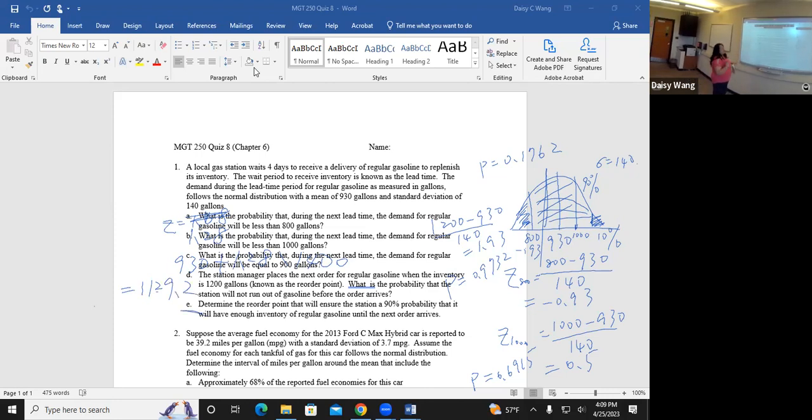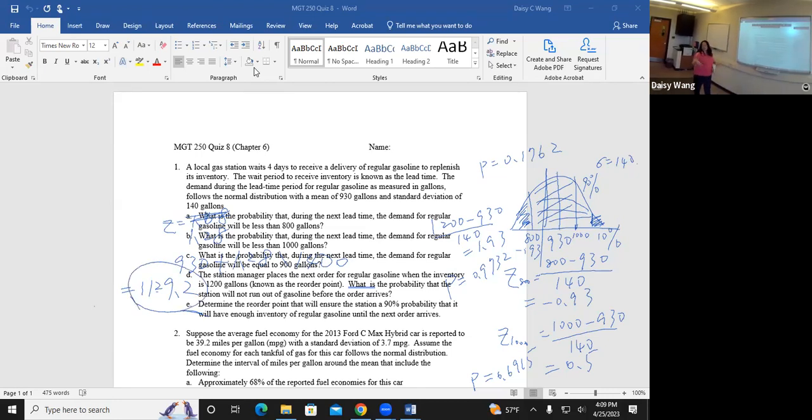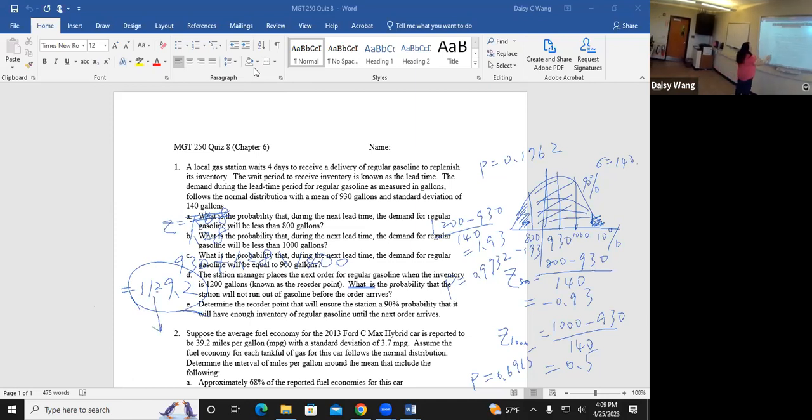So if we want to have a 90% chance that we'll have enough gas, when the gas is at this point, we need to reorder. And then it will take 4 days, and this will keep going down until it reaches 0.